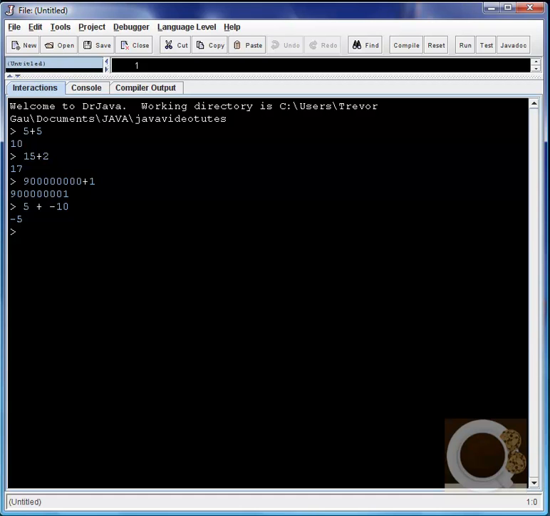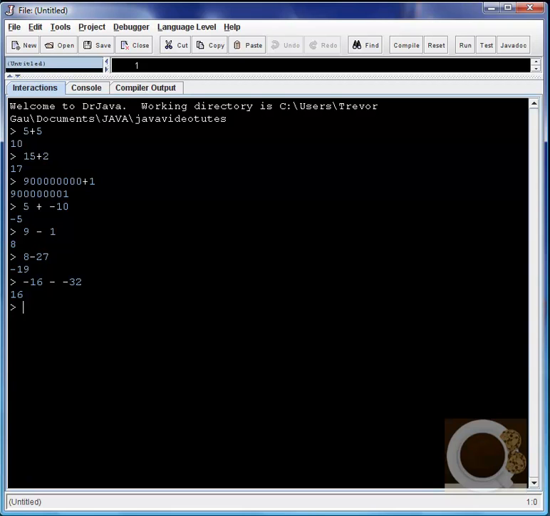Let's go on to the minus operation now. So we can say 9 minus 1. We can go 8 minus 27. Or we can go negative 16 minus negative 32. And as you can see, Java takes care of all the negatives and minus, and it knows what you're trying to do.